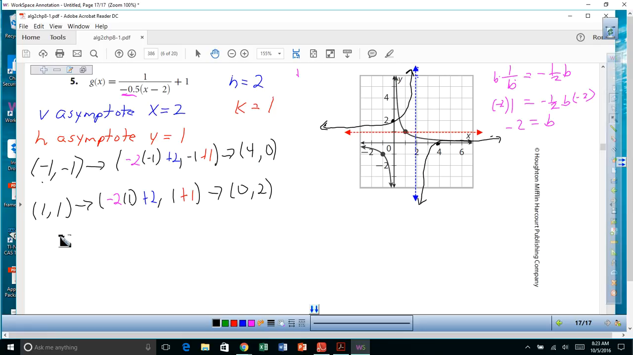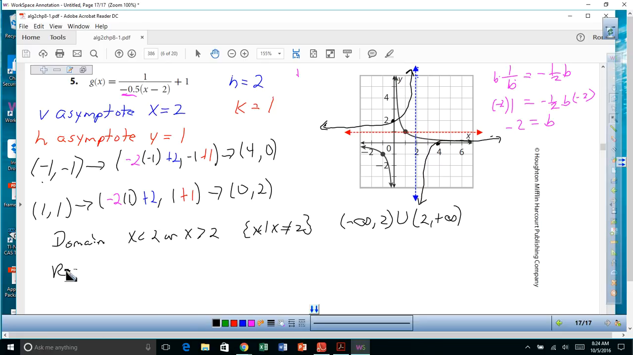All right. Domain. We got our domain. And it wants us to write it in all three ways. So you can have x is less than 2 or x is greater than 2. You're going to have x such that x is not equal to 2. And you have -infinity to 2. And then 2 to positive infinity.